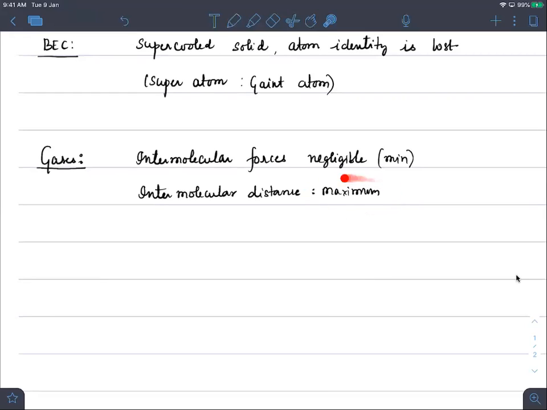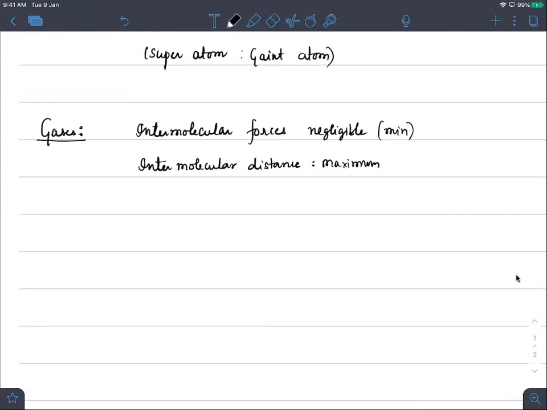Maximum as in it will try to occupy as much free space available as possible. That is the important property of gases. It has no shape or size, but it takes the shape of the container in which the state of matter is present. So this is the basic idea you should know about gases.